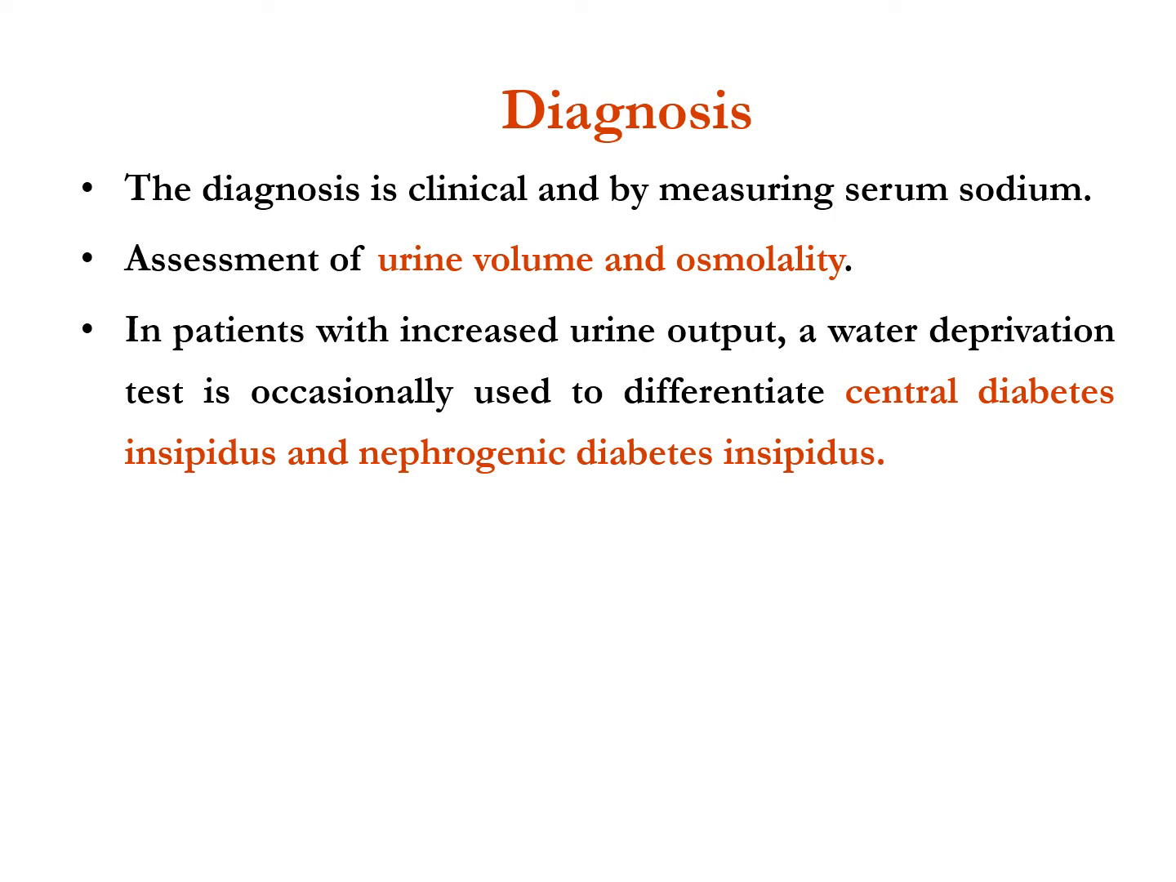Diagnosis of hypernatremia depends on the clinical picture and measuring serum sodium, and assessment of urine volume and osmolality. If there is polyuria and low urine osmolality, the patient may have diabetes insipidus. A water deprivation test is occasionally used to differentiate between central diabetes insipidus and nephrogenic diabetes insipidus.